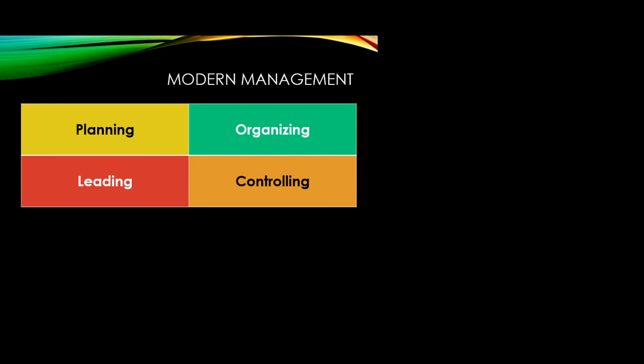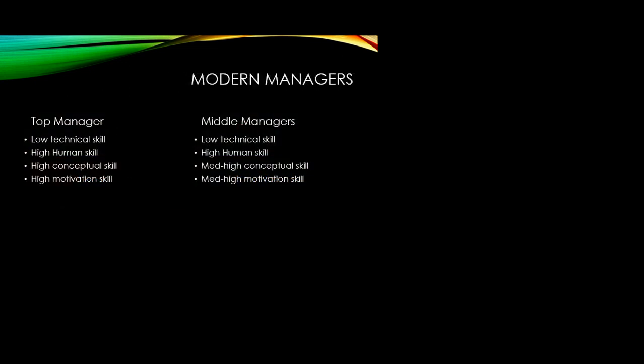Organizing is how are you going to do this? How are you going to organize your team? What are you going to do to reach those objectives? Leading is obviously being the leader in the team, working with your coworkers to reach your objectives, and controlling is determining what is good or not in the planning process.